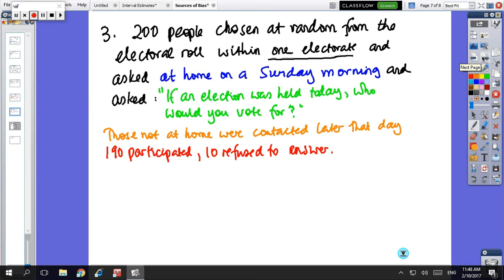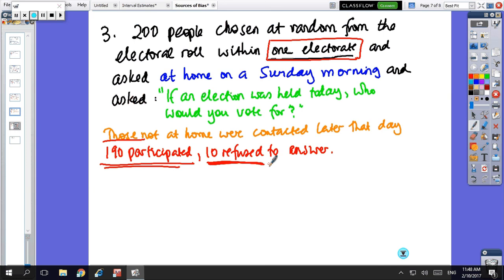Okay, so the next one. 200 people chosen at random from the electoral roll within one electorate, like for instance an electorate in Canberra. So within one electorate, one group of people are asked at random at home on a Sunday morning, if an election was held today, who would you vote for? And those people who weren't at home were contacted later that day, and the data was 190 participated and 10 refused. So think about, is there bias? And if so, what sort of bias it is, and when you're ready, come back.